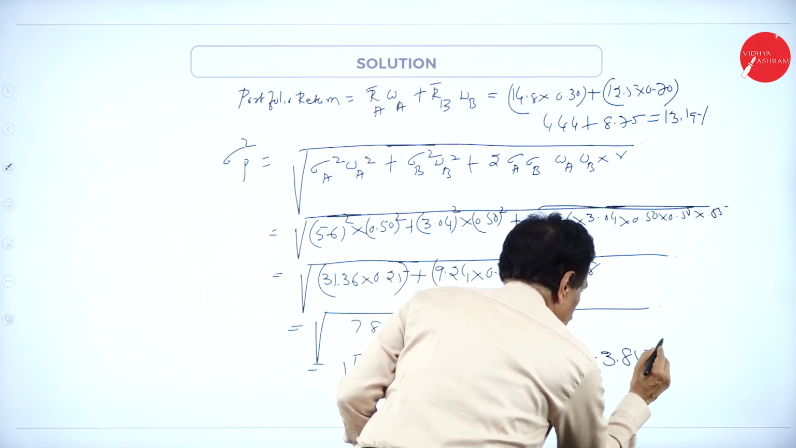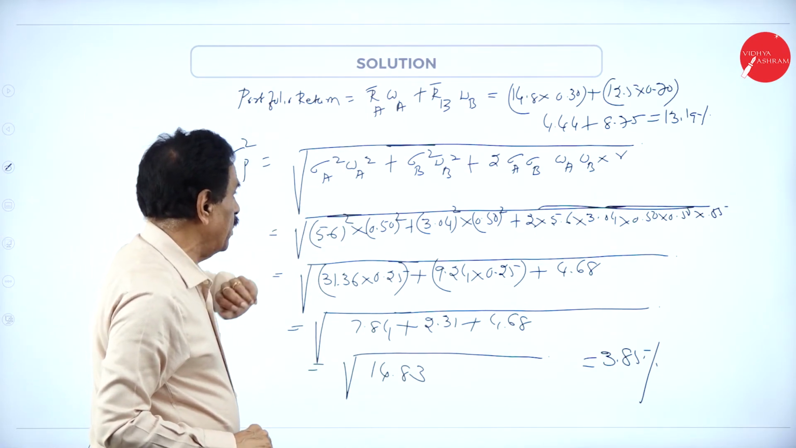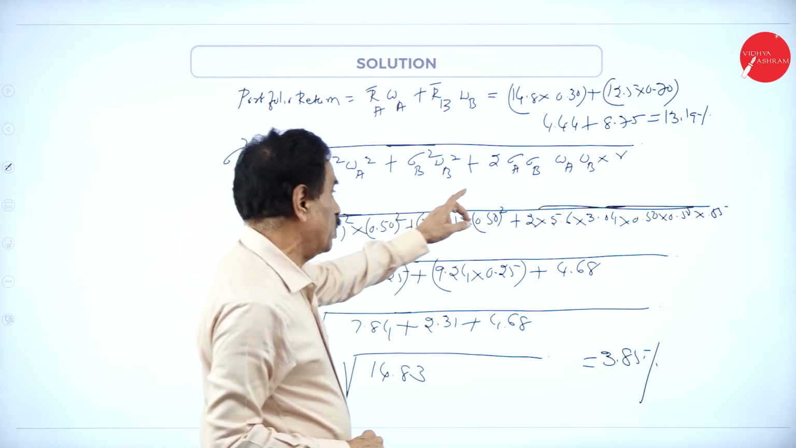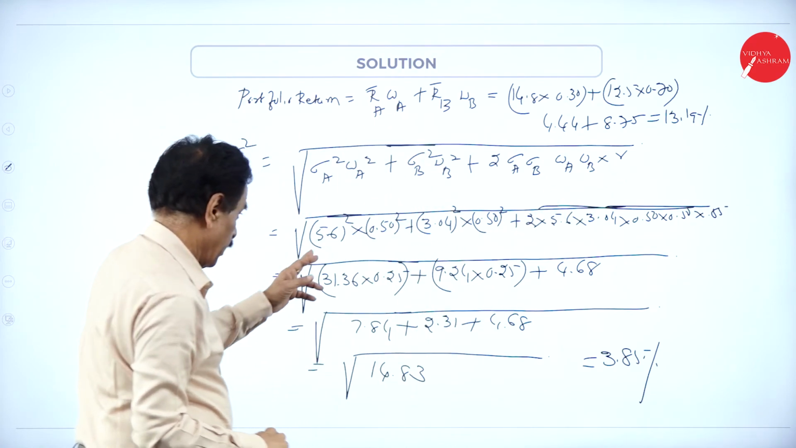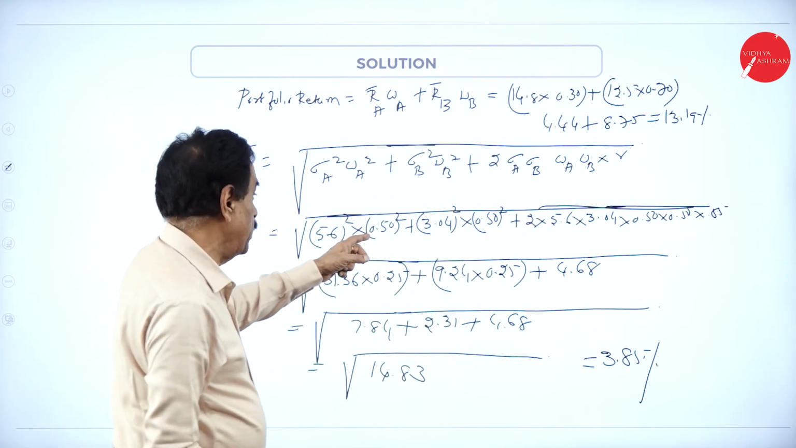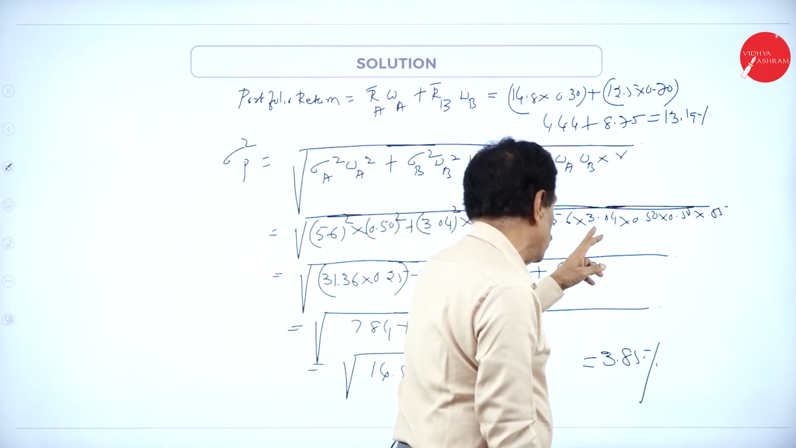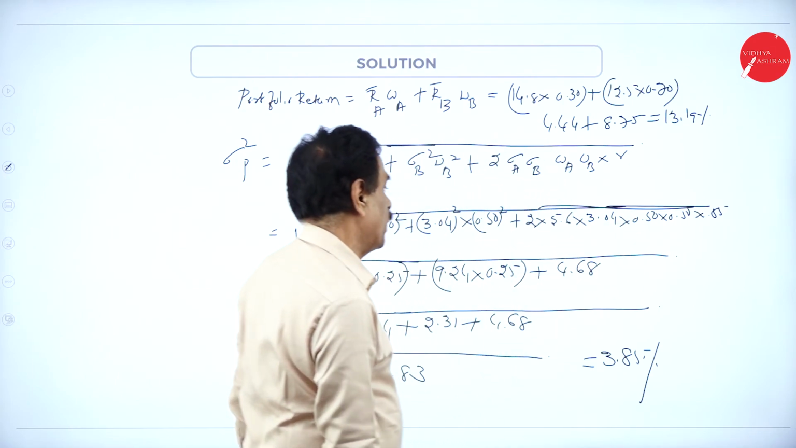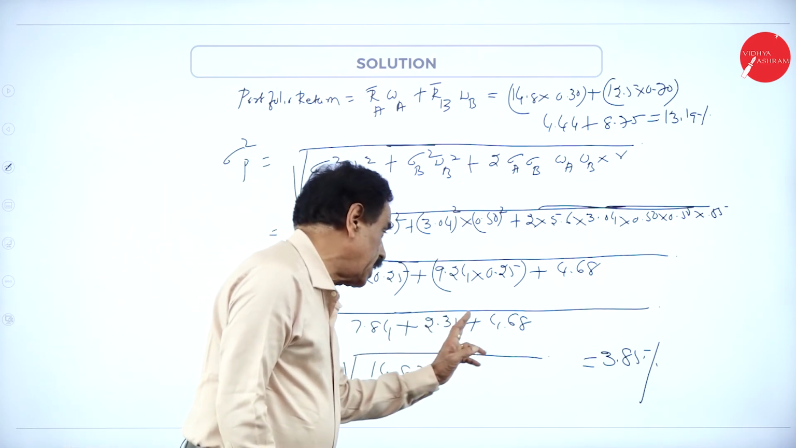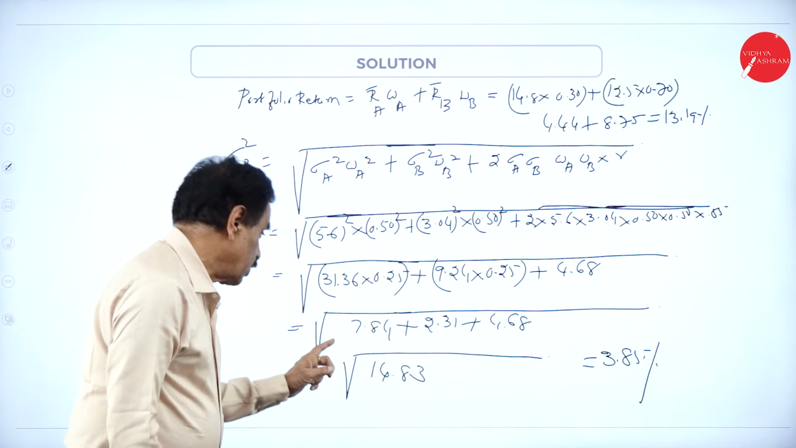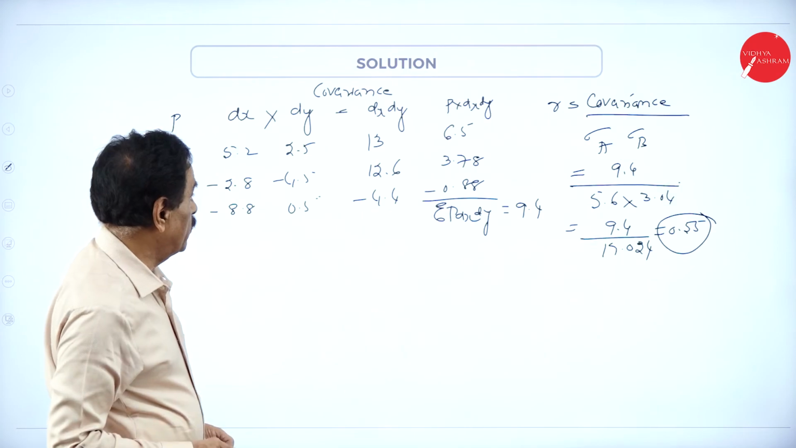So sigma A square WA square, sigma B square WB square, 2 into sigma A, sigma B, weight of B into R. So 5.6 whole square into 0.50 whole square, 3.04 whole square into 0.50 whole square, 2 into 5.6 into 3.04 into 0.50 into 0.50. If we simplify it, it is 7.84 plus 2.31 plus 4.68, so it will come to 14.83. Root of this is 3.85. So this is the way we have to do it.